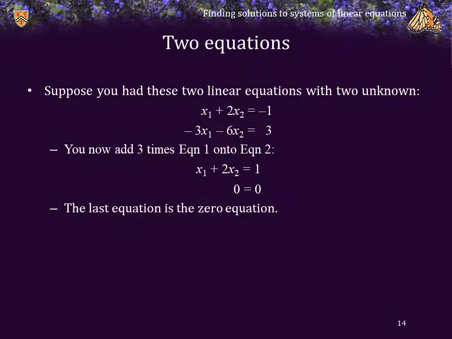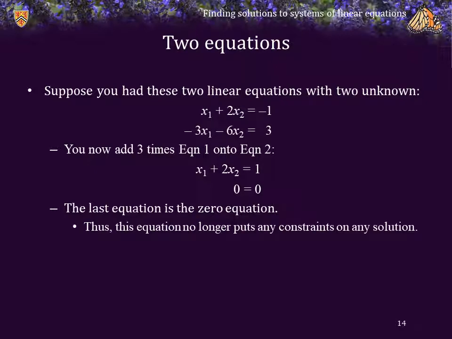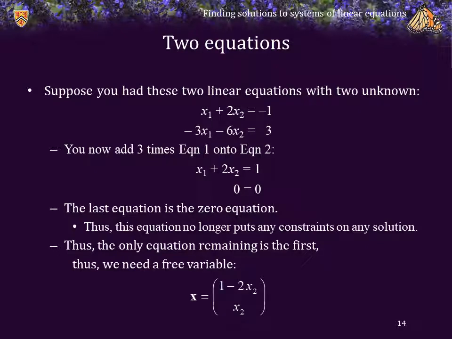Well, that's the 0 equation, and consequently, this equation no longer puts any constraints on any solution. Any values of x1 and x2 satisfy the 0 equation. Therefore, the only equation that constrains x1 and x2 is the first equation. The problem is there's one equation and two unknowns. Therefore, when we're dealing with this one remaining equation, we need a free variable.